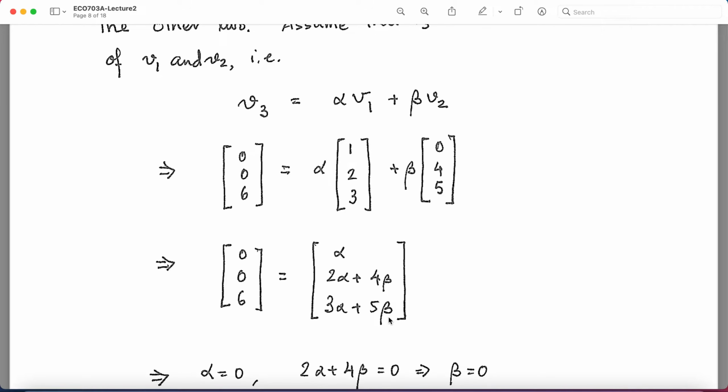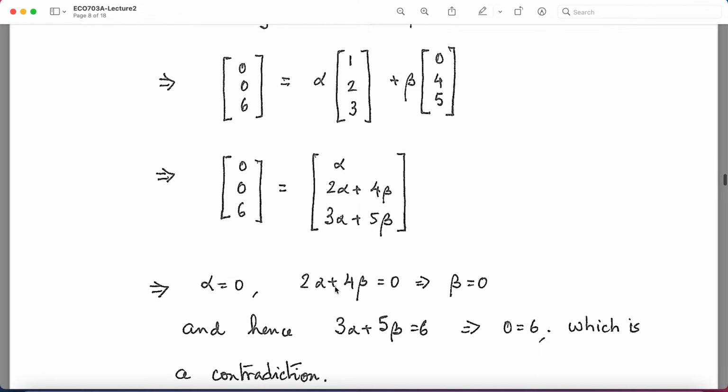So, alpha must be 0, and 2 alpha plus 4 beta is also 0. Once you put alpha equal to 0, 4 beta equals 0, so beta is equal to 0. Now you have alpha and beta equal to 0. But we have 3 alpha plus 5 beta equal to 6. If you put alpha and beta equal to 0, you have 0 equal to 6, which is a contradiction. So, you cannot find any numbers alpha, beta which solve this system of 3 equations in 2 variables.